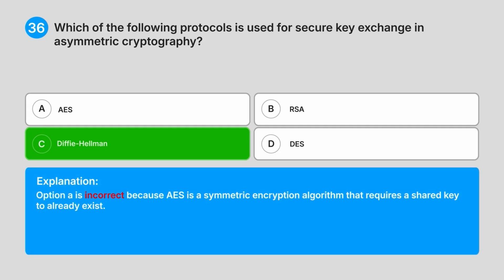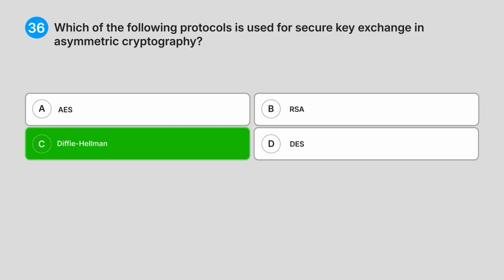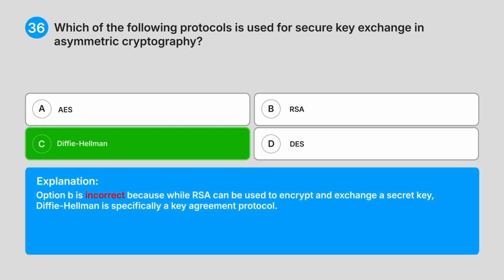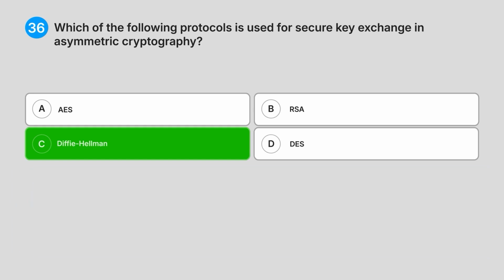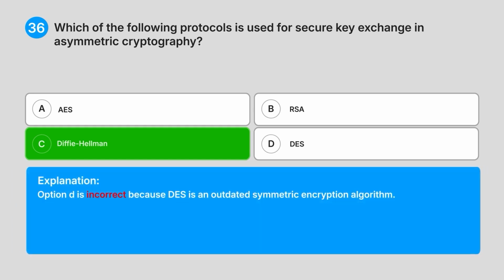Option A is incorrect because AES is a symmetric encryption algorithm that requires a shared key to already exist. Option B is incorrect because while RSA can be used to encrypt and exchange a secret key, Diffie-Hellman is specifically a key agreement protocol. Option D is incorrect because DES is an outdated symmetric encryption algorithm.